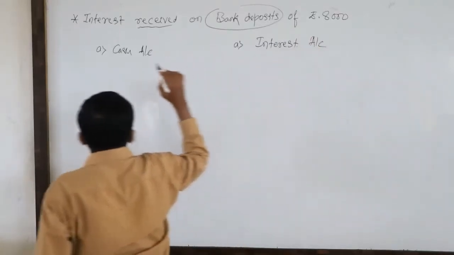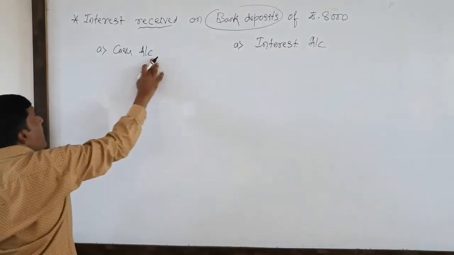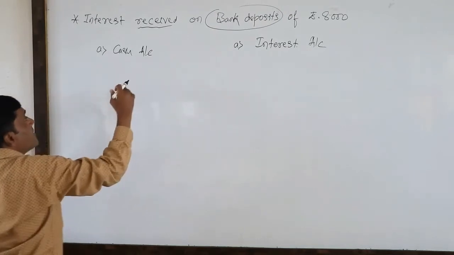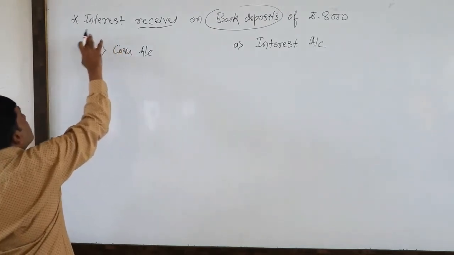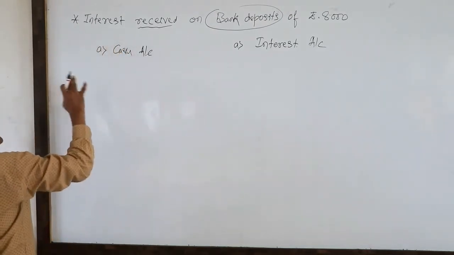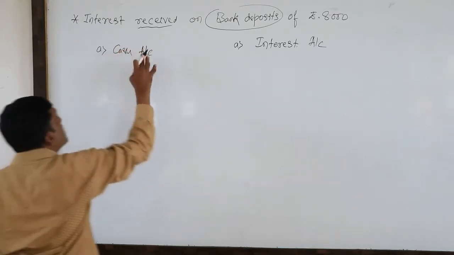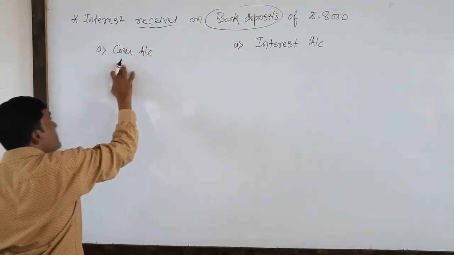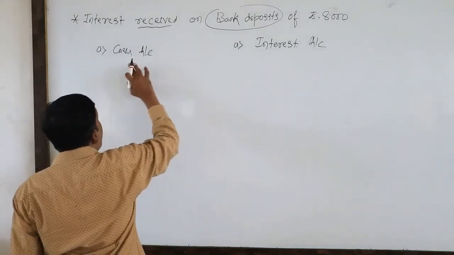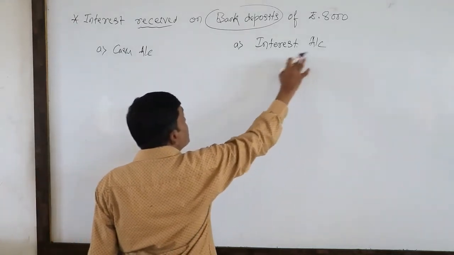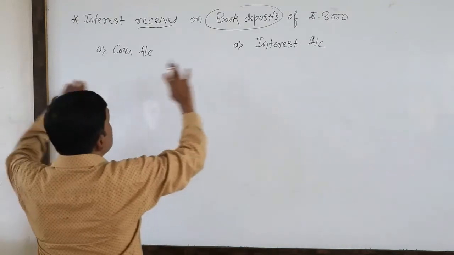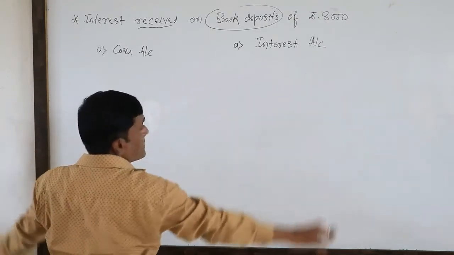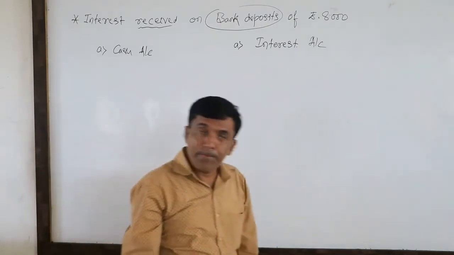So why have I written a cash account? Because cash comes in. After earning the interest as an income and receiving it, cash comes in. So I have written here cash account, cash received on behalf of interest account. These two are the twofold aspects of the double entry principles.